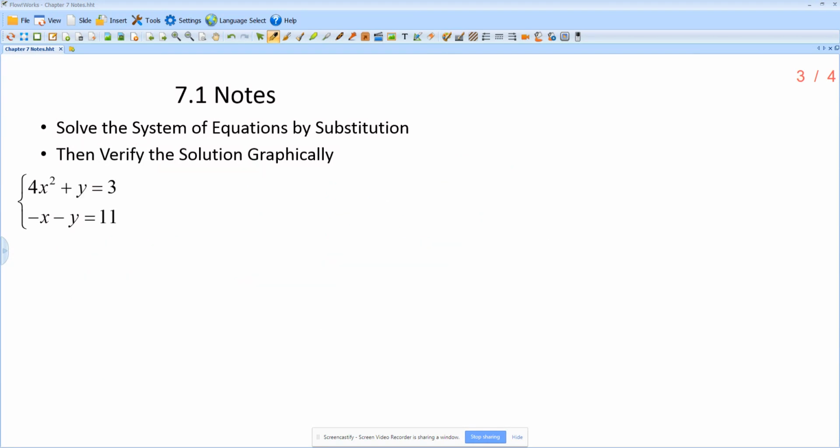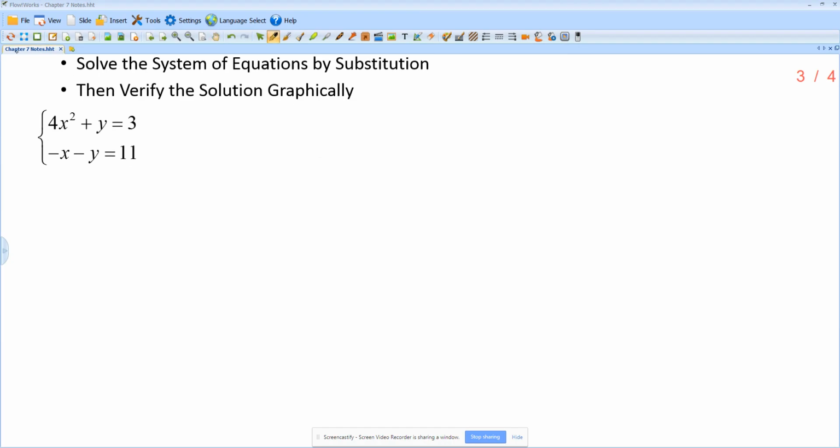All right, so just looking at more examples, there's no real notes to this, just a lot of examples. Really not that many examples. We're on slide 3 of 4. All right, so I'm going to solve this. Let me find my correct pens.